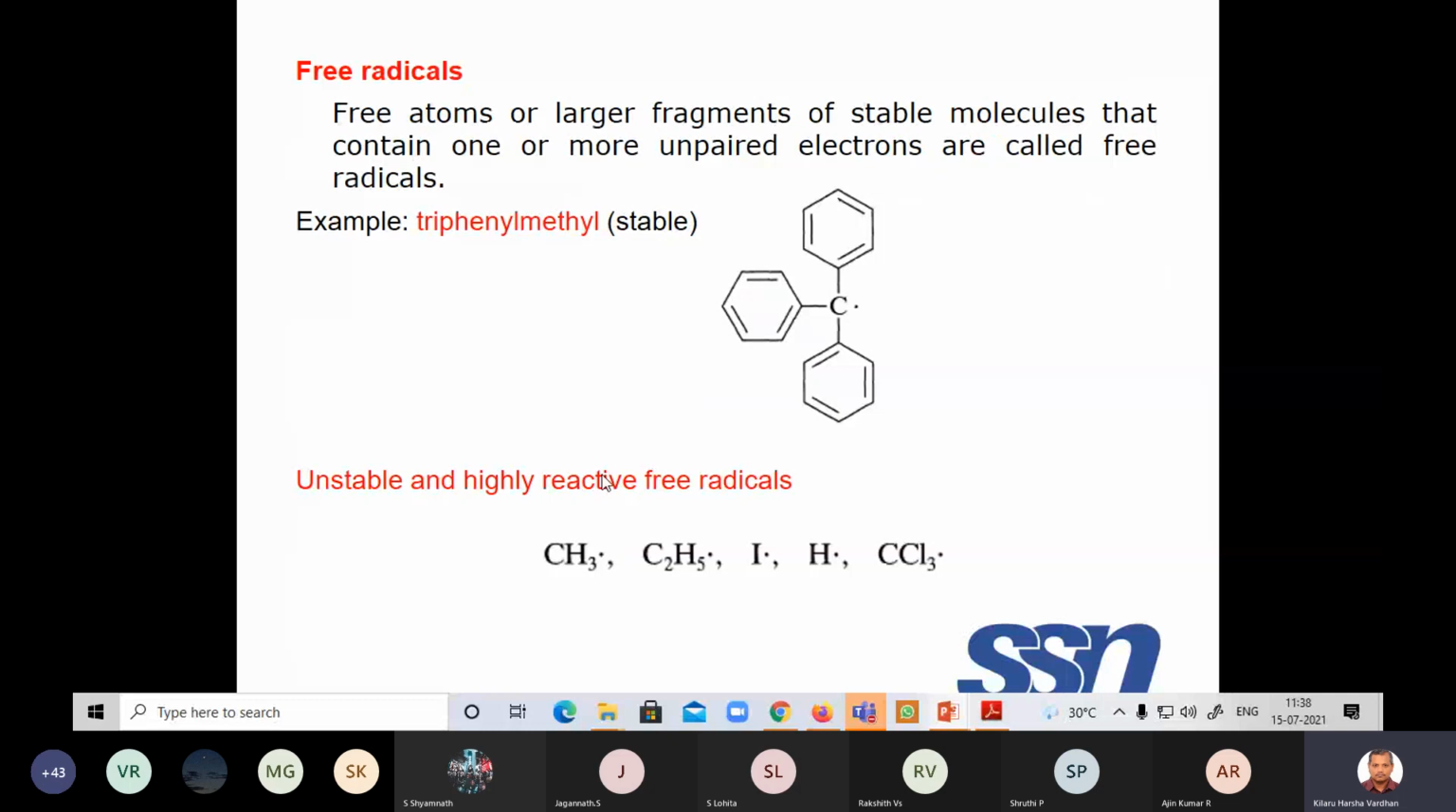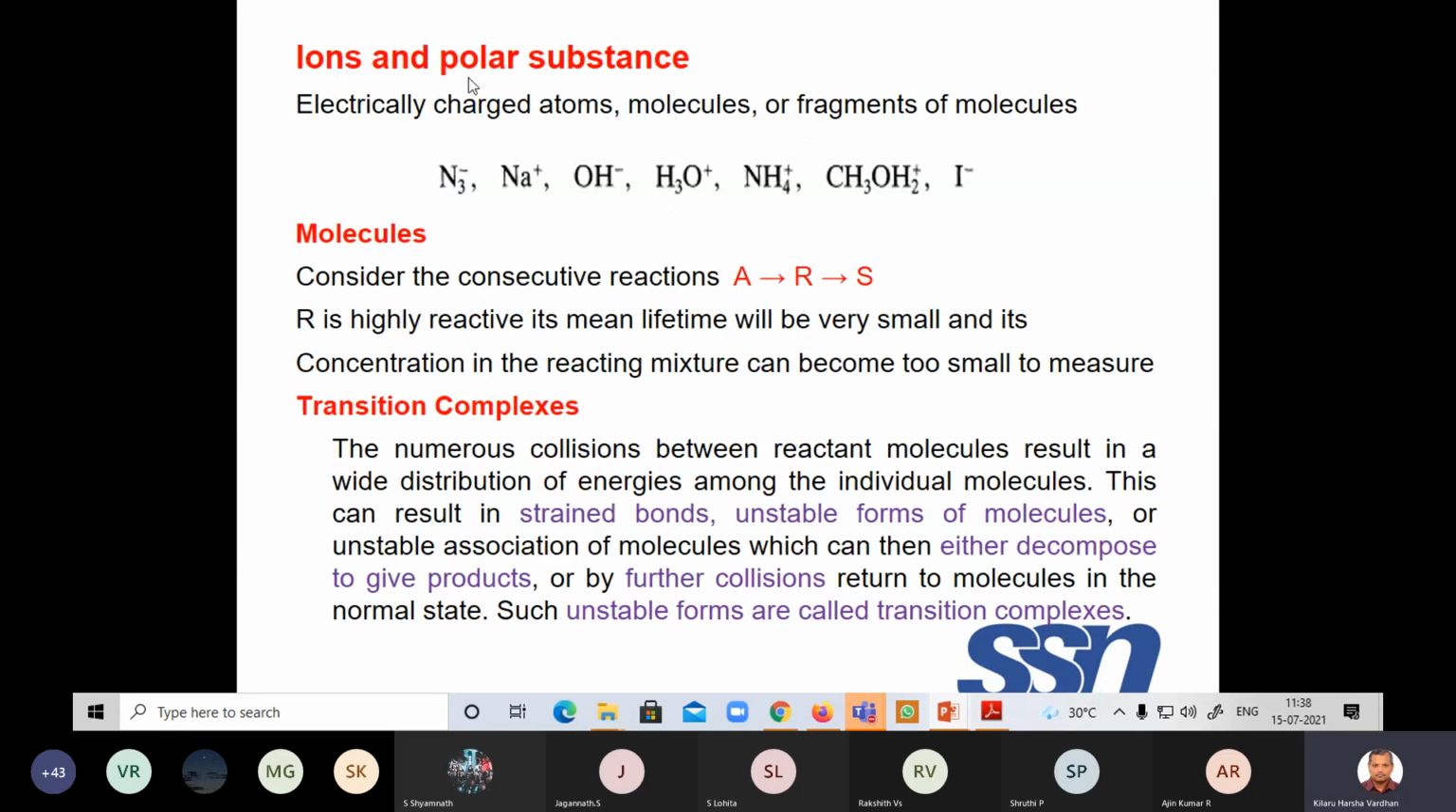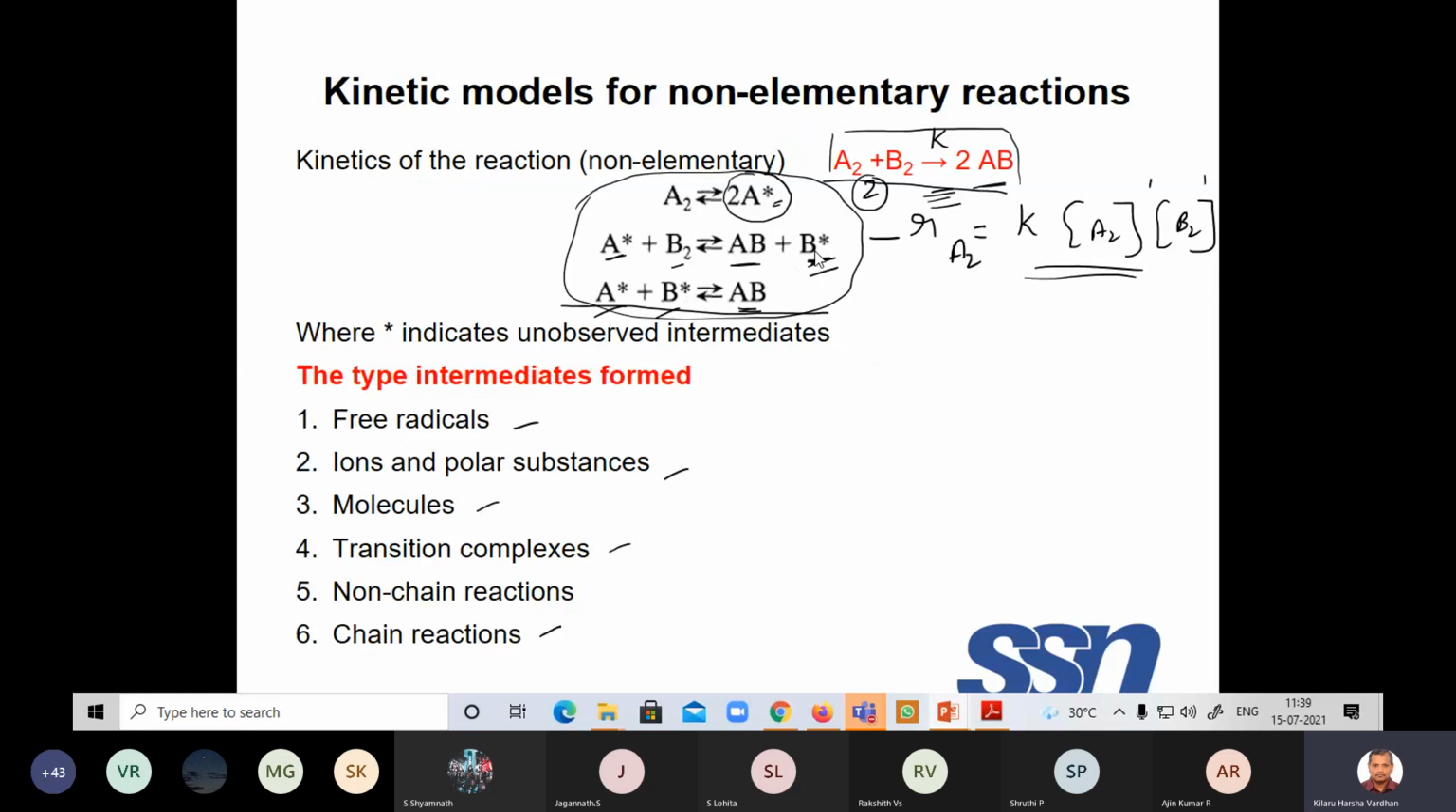So you can read here: free radicals are free atoms or larger fragments of stable molecules that contain one or more unpaired electrons. These are highly unstable, reactive free radicals. Then ions and polar substances are electrically charged atoms, molecules or fragments, right? Transition complexes are also highly unstable. This is what we are assuming. This is a transition complex, which is highly unstable. It forms and then again reacts with one more highly unstable species to give you the product.